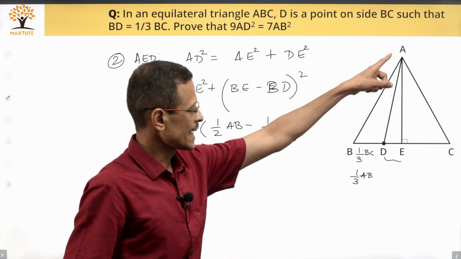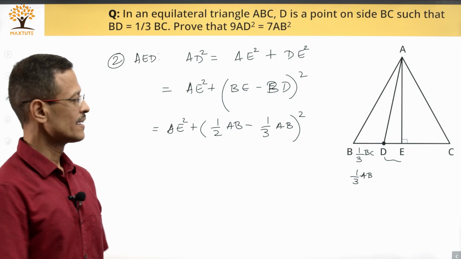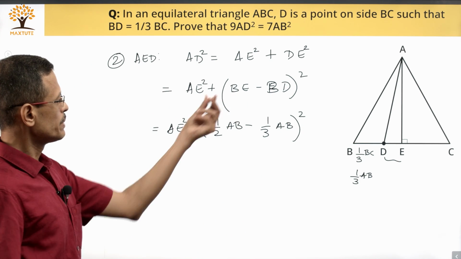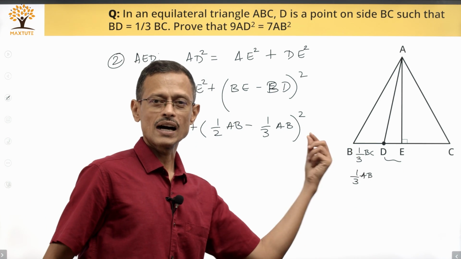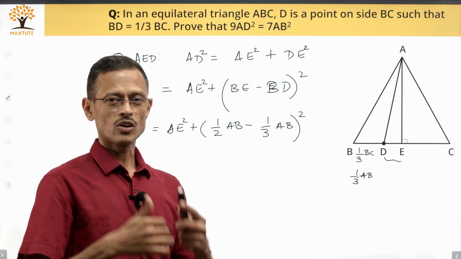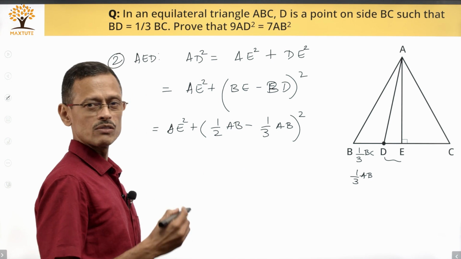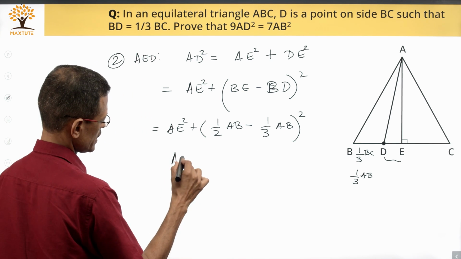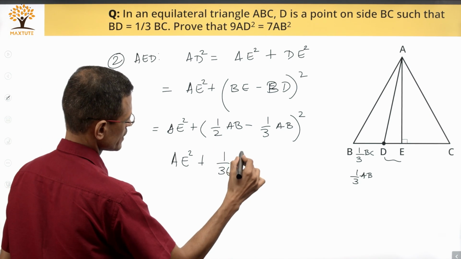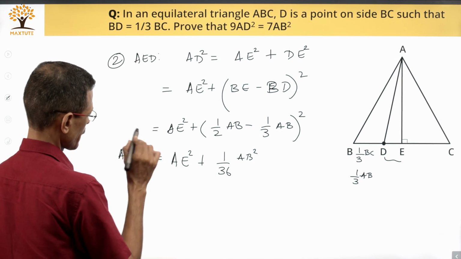So in triangle AED, AD square is equal to AE square plus DE square. DE is written as BE minus BD. BE is half of BC, therefore half of AB. BD is equal to 1/3 of BC, which is 1/3 of AB, because all three sides of an equilateral triangle are the same. Half AB minus 1/3 of AB is equal to 1/6 of AB. So this is AE square plus 1/6 of AB square, which is 1/36 AB square. This is equal to our AD square.